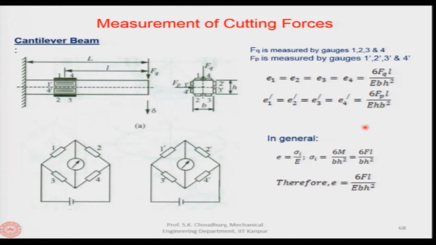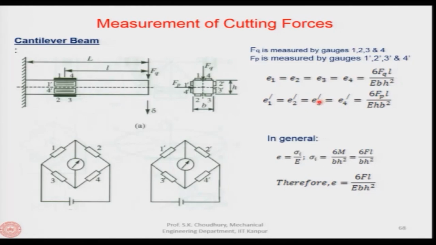The only difference is that here it will be E into h b square, because it is on the other side. All right. So, this is the principle used for measuring force through the strain of a cantilever beam. You understand that if you have measured the strain, and you know L, b and h, you can find out Fq. So, this is how you can indirectly find out forces by measuring strain.